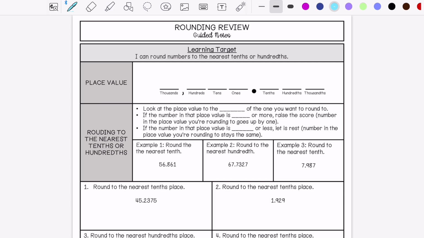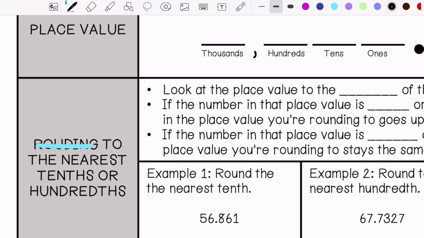which I will go back and fix this typo. Make sure that's not in there for your freebie.